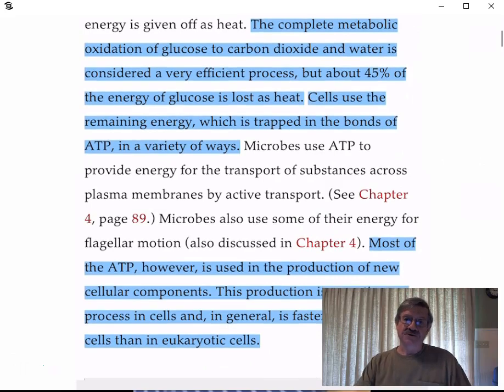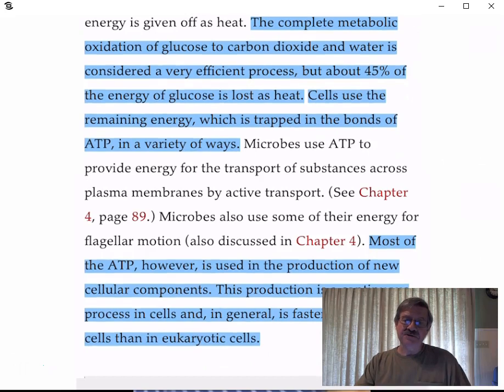And one of the first things to keep in mind is that every energy transfer is an inefficient process. That is, every time there is a transfer of energy, some of the energy is going to be lost as heat, and that heat is not going to be usable by the cell. That heat is not going to be able to be retained by the cell. The heat is just going to dissipate from the cell, and so it's not going to be used to do work in the cell.